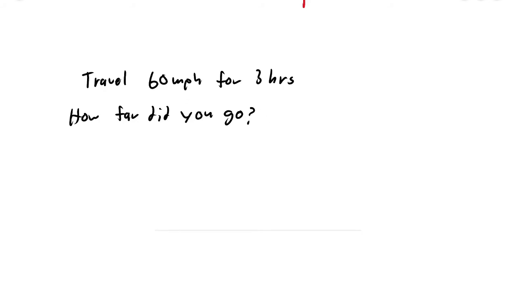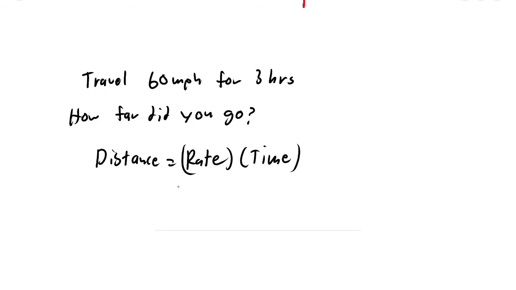Well, we can rearrange that equation. That was actually one of the first equations. So we know that distance is equal to rate times time. So if we take the rate, that's going to be 60 miles an hour. The time is going to be 3 hours, and that's going to be 180 miles. So that's kind of how we can deal with that.